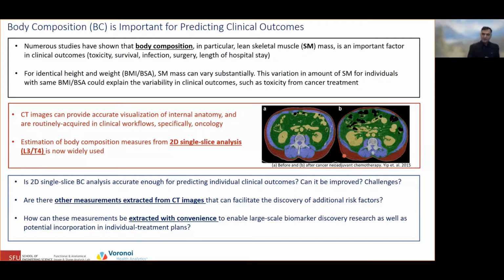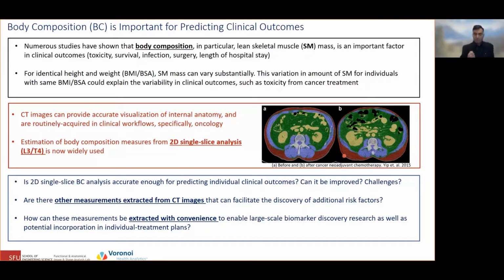The three questions I'll be motivating and hopefully answering in my talk today are: Is 2D single slice based body composition analysis accurate enough for predicting individual clinical outcomes? Can this be improved? What are the challenges? Are there other measurements that can be extracted from CT images that can facilitate the discovery of additional risk factors and potentially provide targets for intervention?